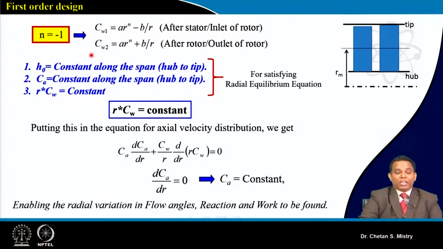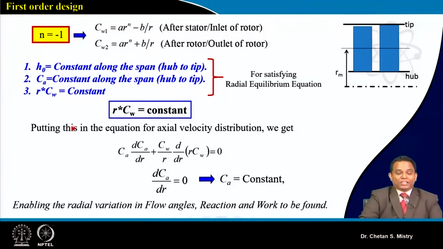So we can say if I am satisfying all these three conditions, that is what satisfies my radial equilibrium equation, and that is compulsory. So if I put n equal to -1 in this formula, that is what gives me Cw into R equal to constant. So you can say that is in line with what we are assuming as the free vortex concept.